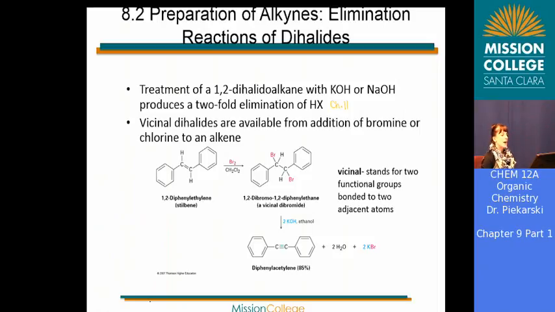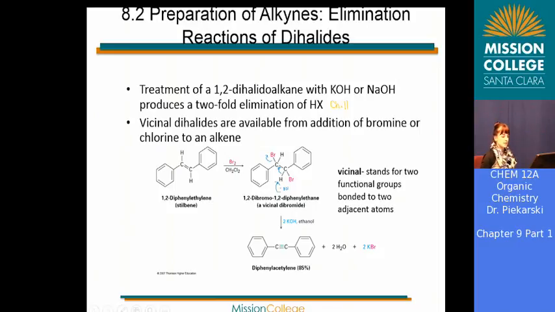Okay? And vicinal dihalides are available from addition of bromine or chlorine to an alkene. Okay, so let's just go through that here. We have an alkene here, and let's say I want to make a triple bond, because I have to have some sort of 1,2-dihalide, right? Well, if I did a bromination of an alkene, I would get a 1,2-dihalide. And then I can use base to pull off a proton, and I'll go through the mechanism a lot later, and it kicks off this bromine here.